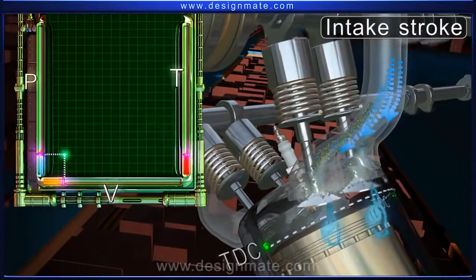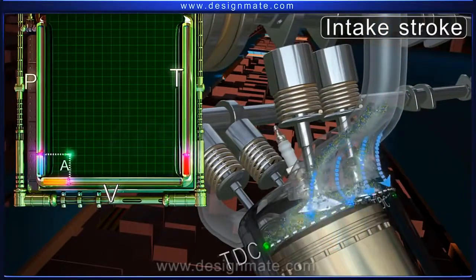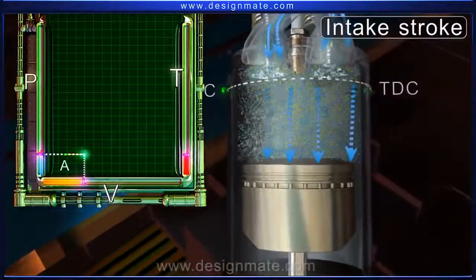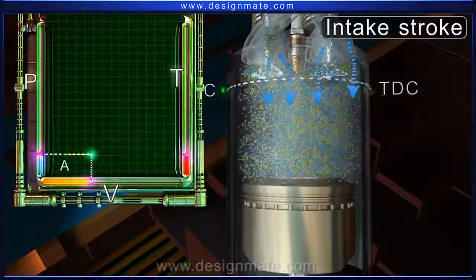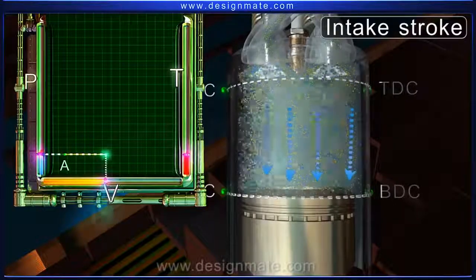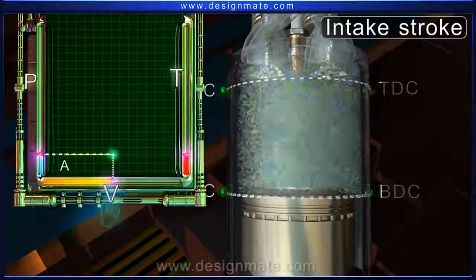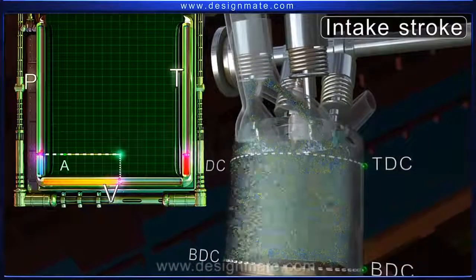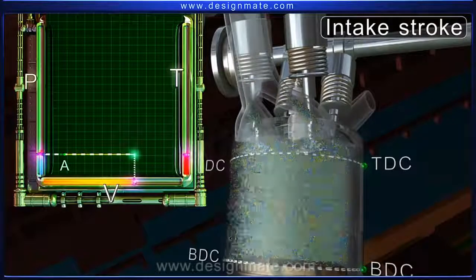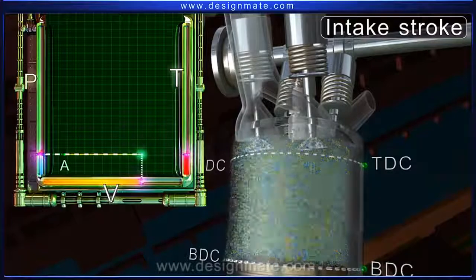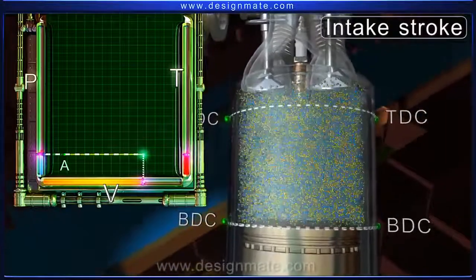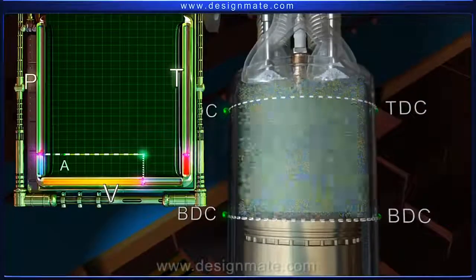Intake stroke. During this stroke, the intake valves open and the fuel-air mixture called charge enters the cylinder at near atmospheric pressure. The piston descends from TDC towards the bottom dead center or BDC of the cylinder, and the volume of charge increases. As the intake valves are open, the pressure and temperature of charge inside the chamber remain constant. When the piston reaches BDC, intake valves close. The cylinder is full of fuel-air mixture at atmospheric pressure.